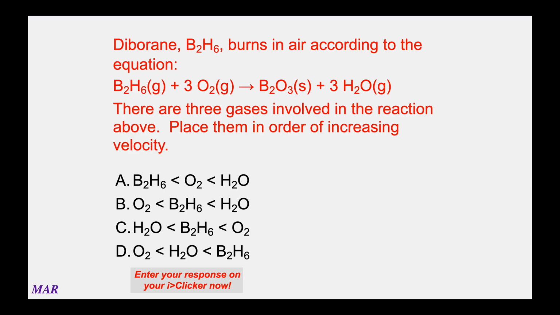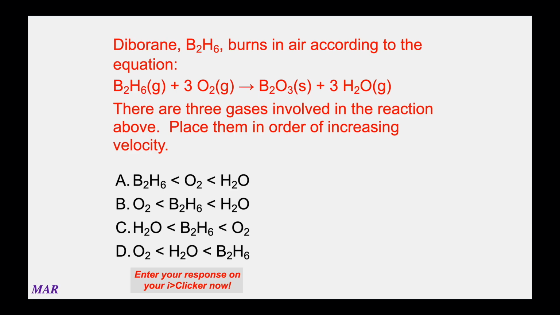Okay, I'm assuming that you've worked on the problem and you want to talk about it, so let's do so. When it comes to the speed of gases, as long as they're all at the same temperature, and for a reaction like this, that would be a very fair statement to make, then what it means is that the smallest molar mass will be the fastest, and the biggest molar mass will be the slowest, all right?